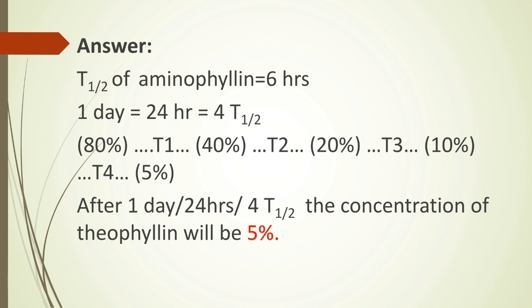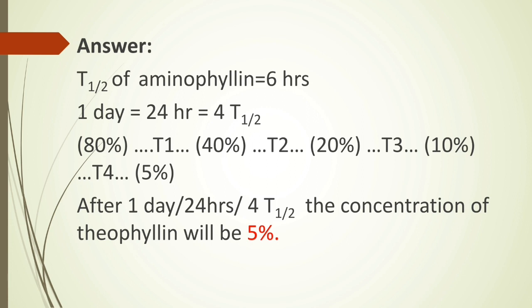So the T-half of aminophylline is 6 hours. As I said earlier, 1 day means 24 hours, so that will be equal to 4 half-lives of theophylline. The initial theophylline concentration is 80%. Half-life is the time taken for the concentration to reduce to half of its initial concentration. So after 1 day there will be 4 half-lives.